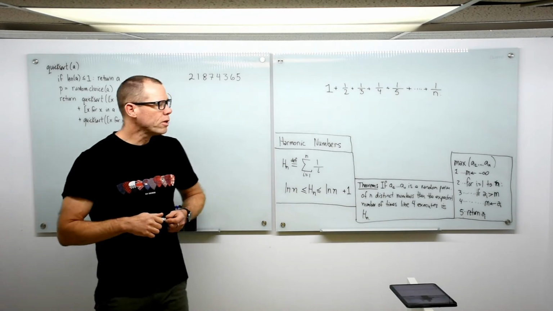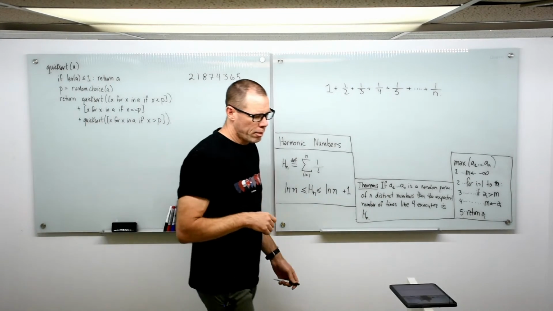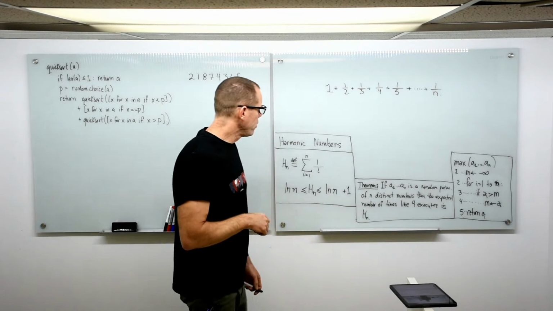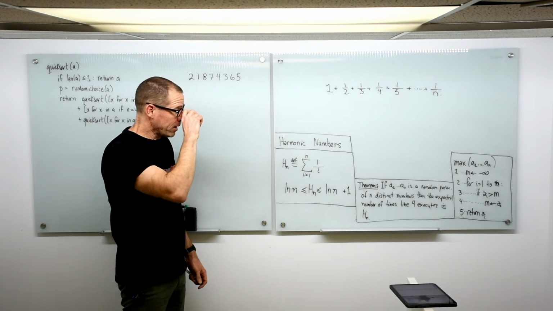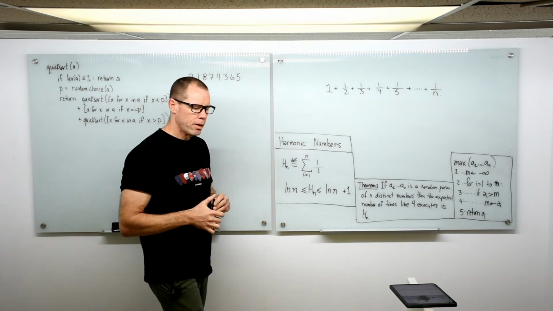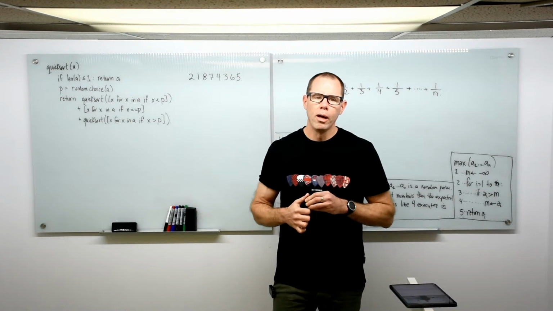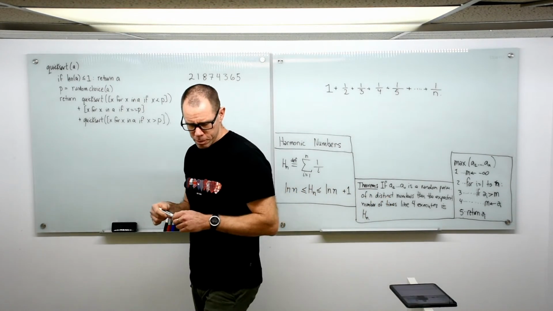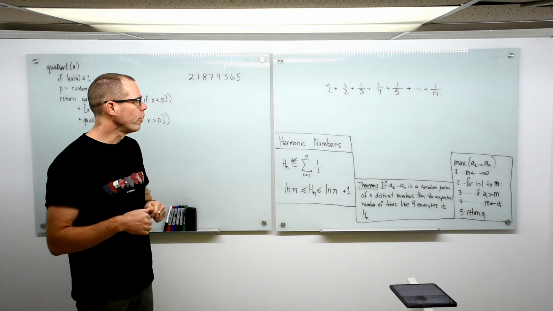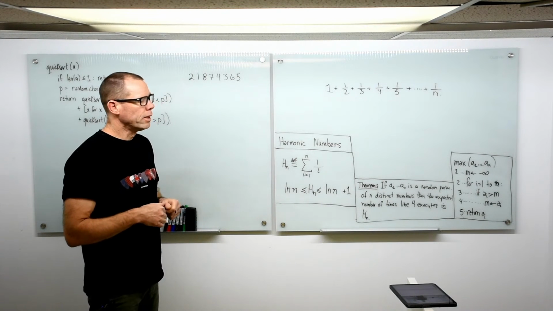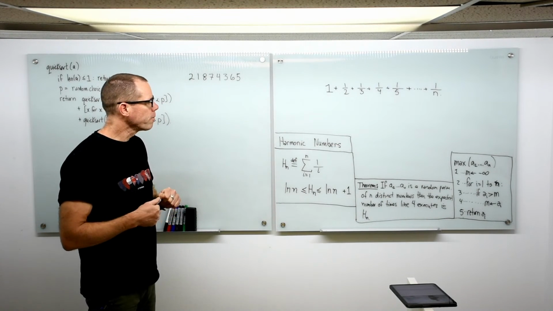Okay, so let's remember where we left off last class. We had been studying expected value, and in particular how to compute expected values using indicator random variables, as well as linearity of expectation.